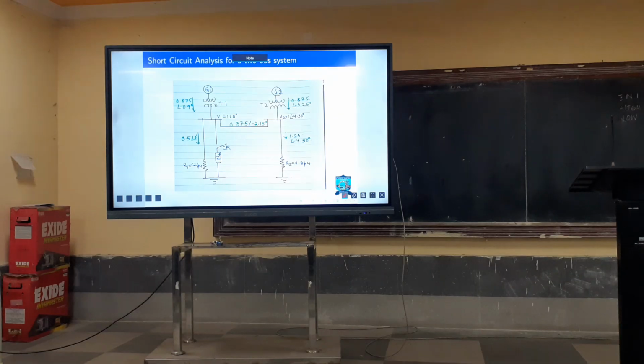Draw this network. Okay, this is a simple power system network from the book. So draw this network.